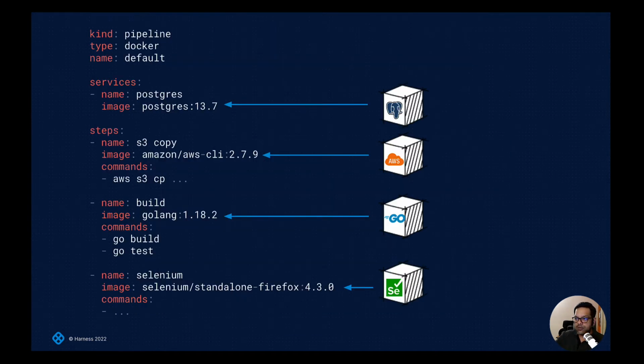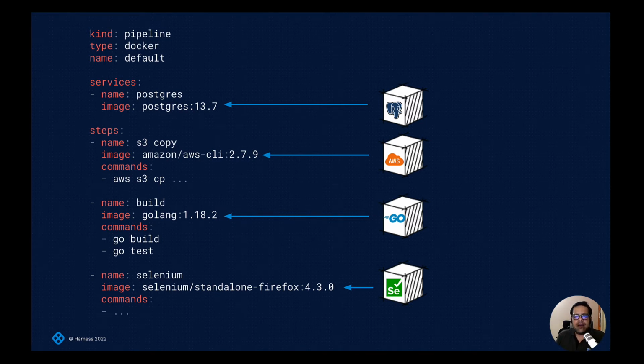So for example, you will have a pipeline like Docker, and then there are going to be services like Postgres, which is going to be used for database testing, and the first step is going to be S3 copy, build, and Selenium testing, right? And this is what is going to be used, and this is going to be repeatable, right? It's not going to change.